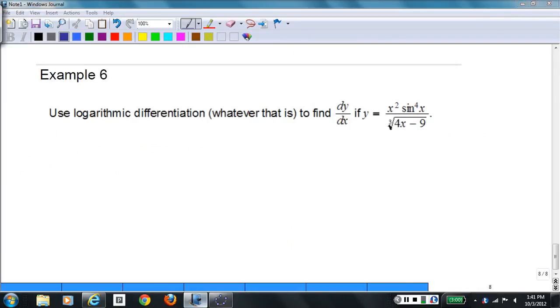Example 5 is worked out, so I'm not going to do the details of that unless you run across a situation where you need to find the second derivative using implicit differentiation. If you run across one of those in the homework, then perhaps when we stop to review for the test, I can give that a little bit of attention.